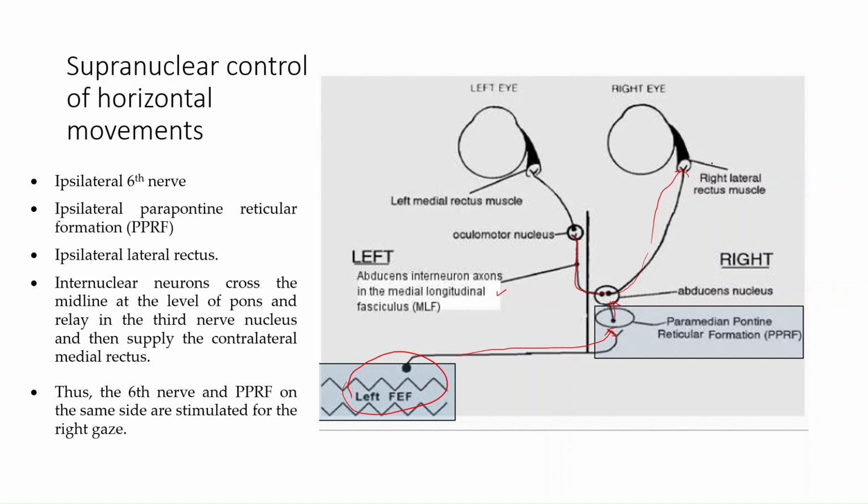So suppose I want to look towards my right, the PPRF of the right is activated, causing contraction of the right lateral rectus and the contraction of the left medial rectus.